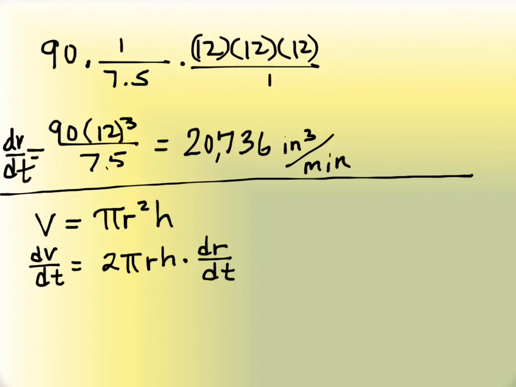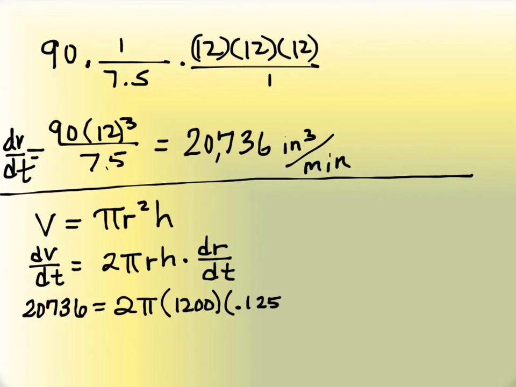We know dV dt. In fact, we solved it earlier on this same slide. That's the 20,736. I've got 2 pi. What is r? That's the 1200, right? What is h? 0.125, or 1/8 if you left it as a fraction. And then dr dt, it's fine that we don't know it because that's actually what we're looking for, right?